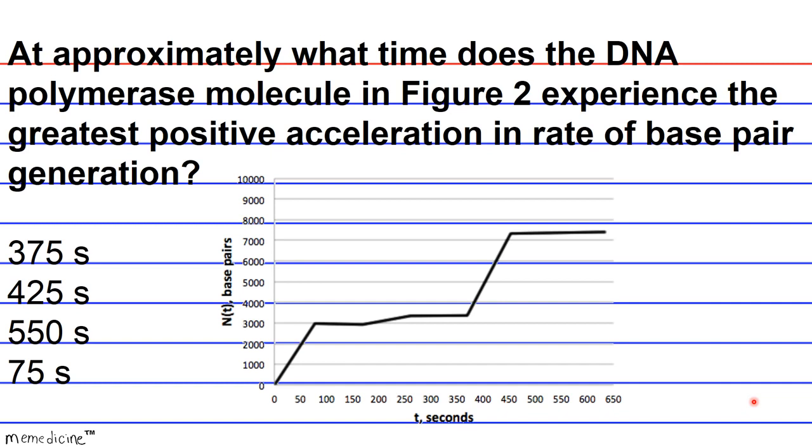However, let's see, at 375, which is what we have left, we see an increase. Thus, we can confidently say that at 375 seconds, the slope has the greatest positive acceleration in rate of base pair generation out of these particular selections, okay?